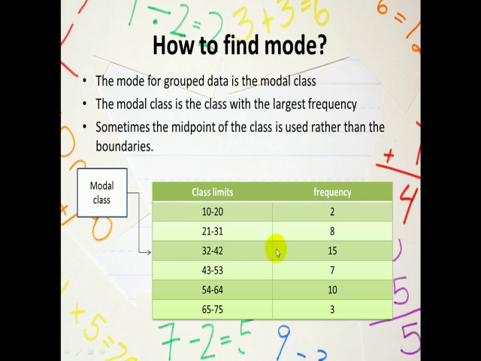One thing we should understand before finding the mode for grouped data is the modal class. The modal class is the class with the largest frequency. Sometimes the midpoint of the class is used rather than the boundaries. In this example, we take the class 32 until 42, which has a frequency of 15.